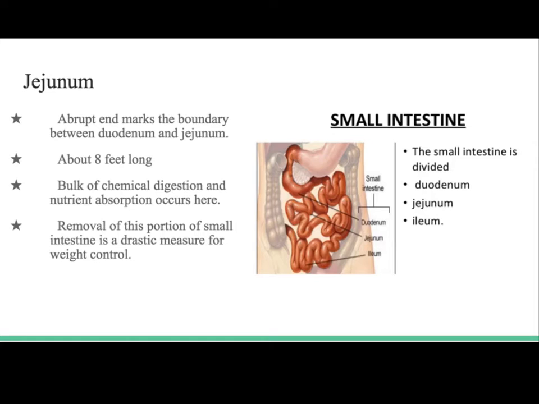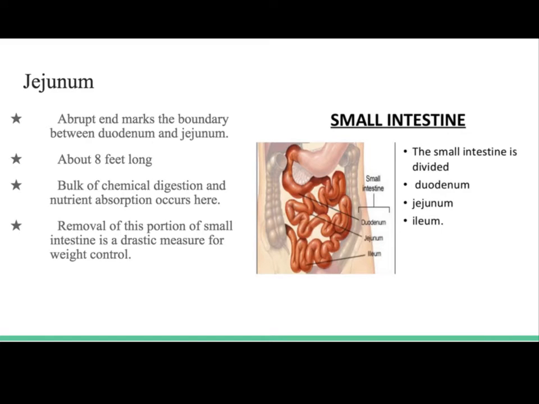So next on the journey, as we are moving through, we enter the jejunum. As I said, the duodenum is about 10 inches long. This one is about 8 feet long. There's an abrupt end mark to the boundary between the duodenum and the jejunum, which is about right here. So we've got about 10 inches, and then we have 8 feet of this circling all the way back and around. This is where the bulk of chemical digestion will occur, as well as nutrient absorption. As we start to secrete all that stuff from the duodenum and enzymes, we are breaking stuff down into smaller pieces, and we are absorbing it into the bloodstream.